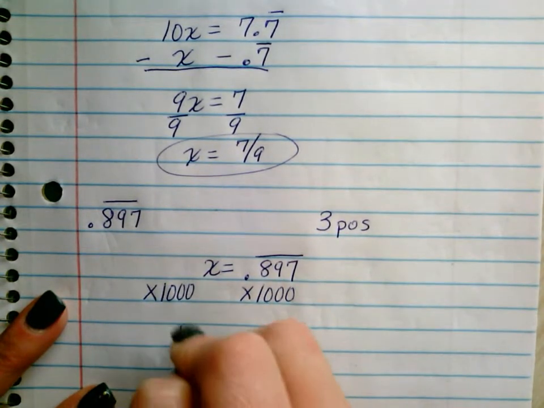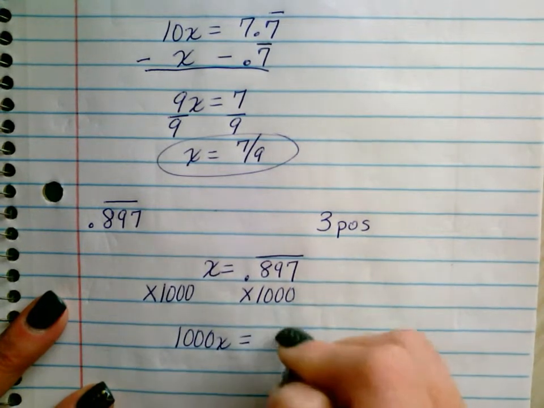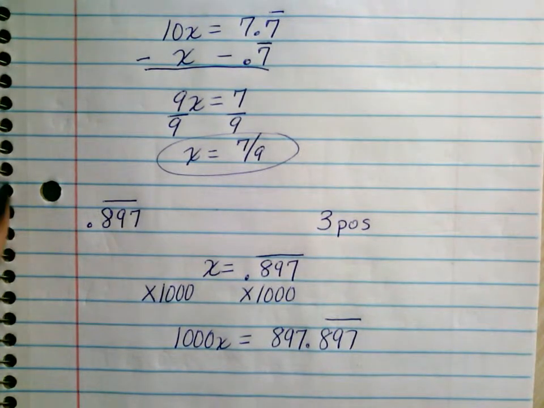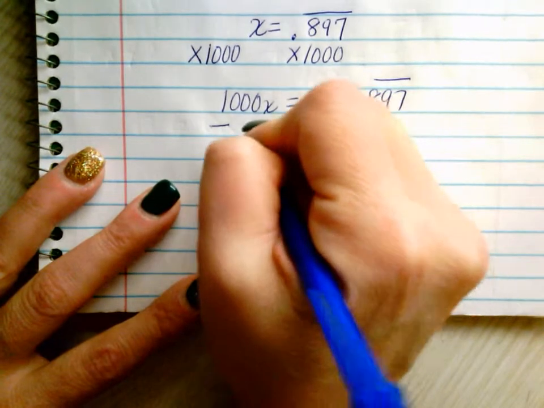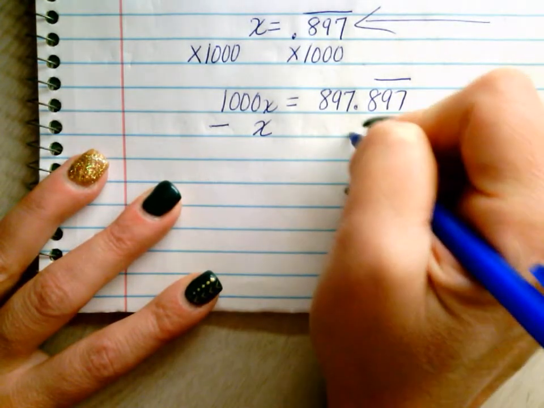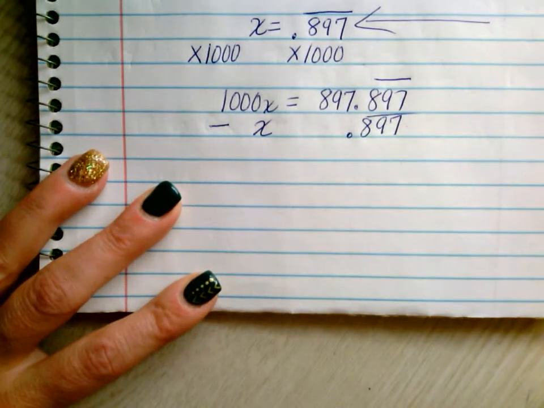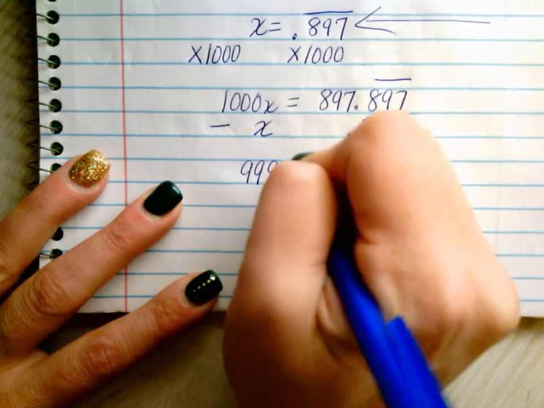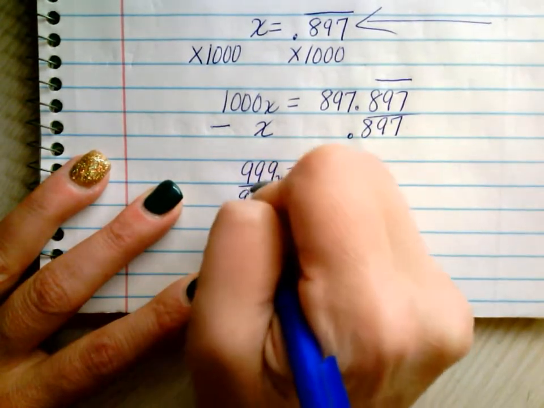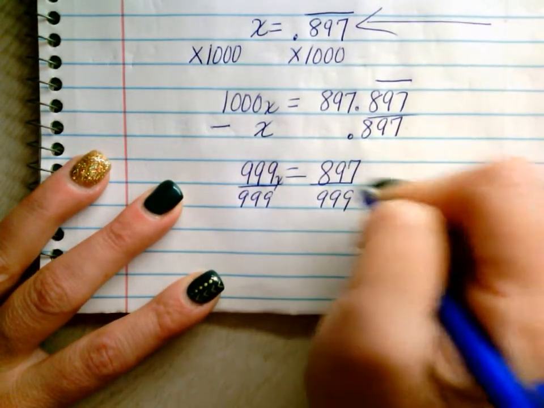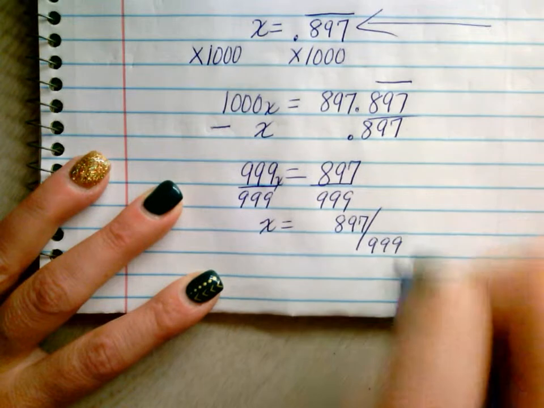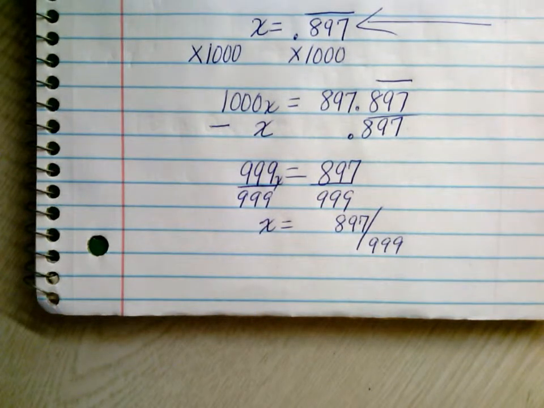So you get 1,000x equals 897.897 with a repeater. Subtract one of them. One of them's value is x equals 0.897. That gets rid of the decimal. 999x equals 897. Divide both pieces. X equals 897 over 999, which reduces by 3.